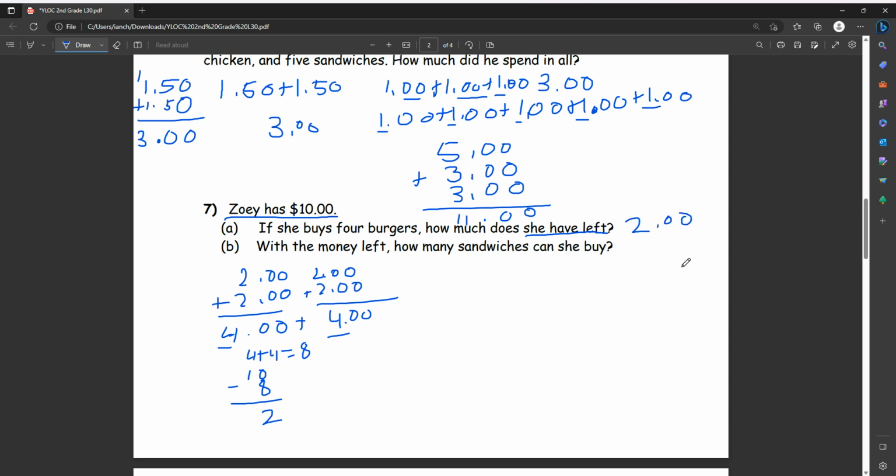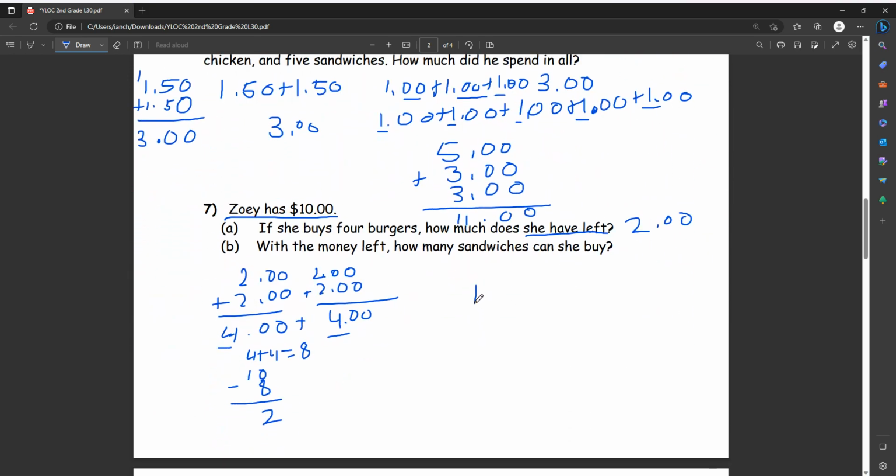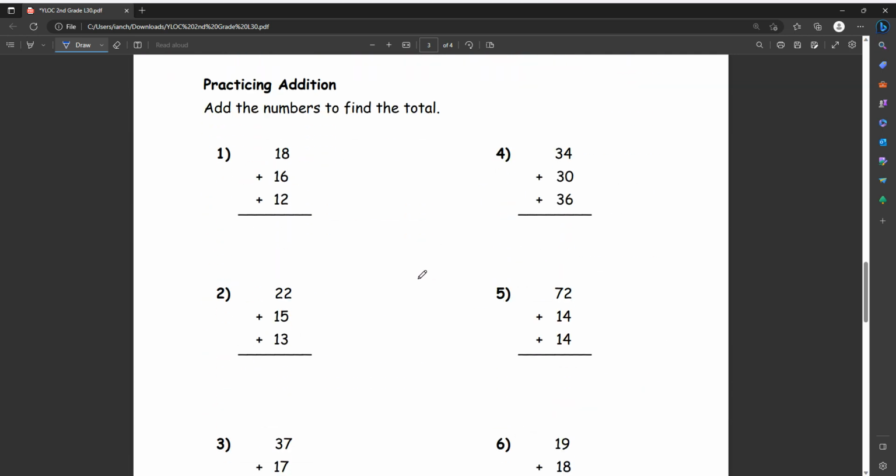And with the money left, how many sandwiches can she buy? A sandwich costs $1, and she has 2. So that means if we do one sandwich plus another sandwich, we add these two, so it becomes 2.00. So she can buy 2 sandwiches. Let's go down to practicing addition.